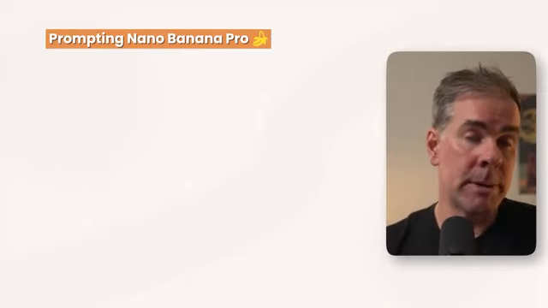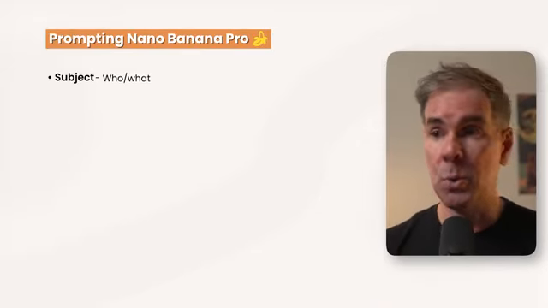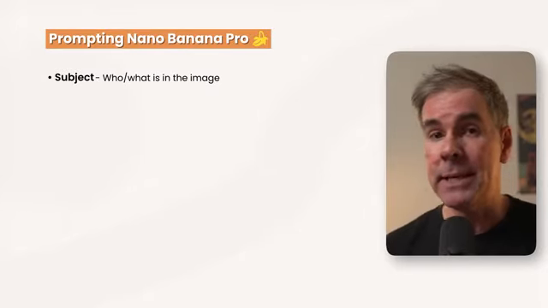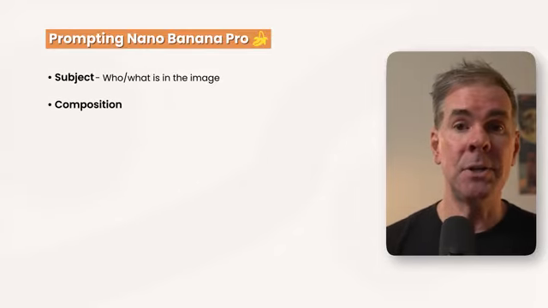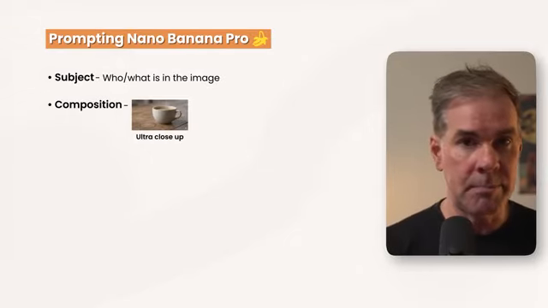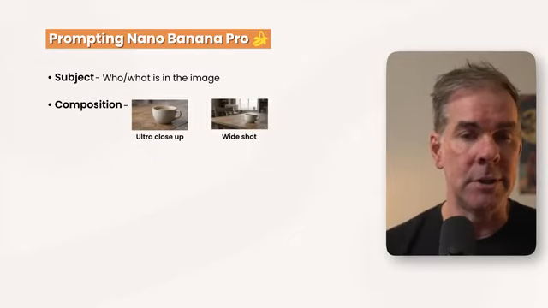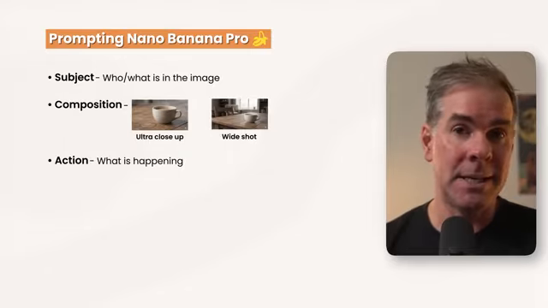When it comes to prompting Nano Banana Pro, here are some prompt elements that you might want to make sure that you include. You want to tell it what the subject is, who or what is going to be in the image, and be as specific as possible. Composition: how do you want the shot framed? Do you want it ultra close up or a wide shot? Next, give it action. Tell it what you want happening in the image itself.